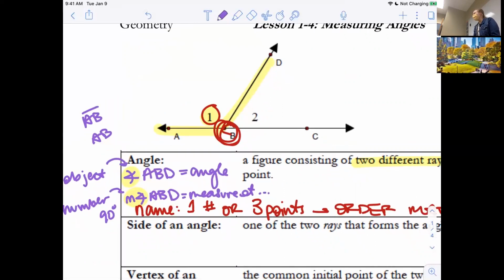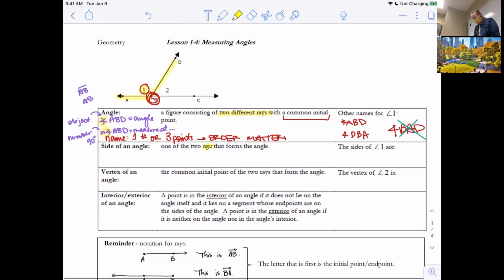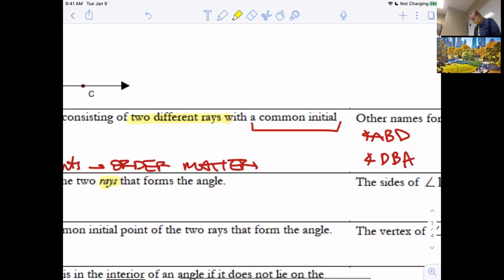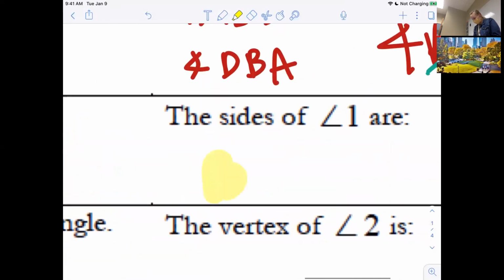Next is the sides of the angles. The sides are made by rays. Who can name the rays that make up angle 1? Sydney? BA and BD. Good. I saw a lot of hands and I heard some other voices, so I'm glad that wasn't hard for us.